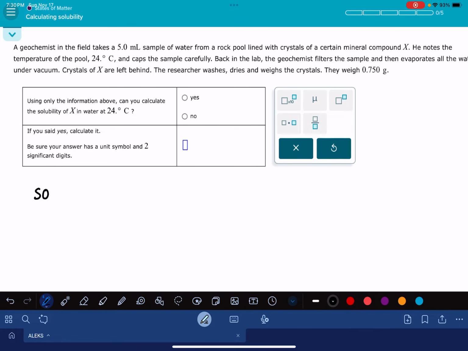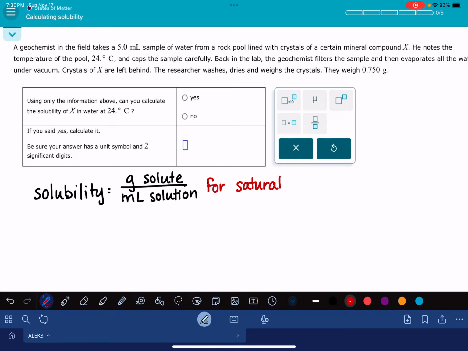So the first thing that we need to think about is, what is solubility? Solubility is the grams of solute that are dissolved in a volume of solution, and the units that we typically use for solubility are grams per milliliter. And this is the grams of solute per milliliters of solution for a saturated solution. So not just for any solution, it has to be a saturated solution. What does it mean to be a saturated solution? That means that we have the maximum amount of solute dissolved in the solution.